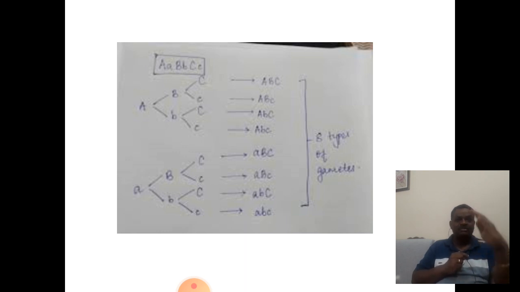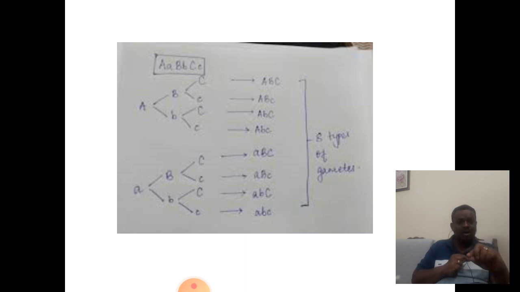Capital A, capital B, capital C, one set. Capital A, capital B, small c, second. Capital A, small b, capital C, the next. Capital A, small b, small c is the fourth one. So that forms 4 sets of the gametes.